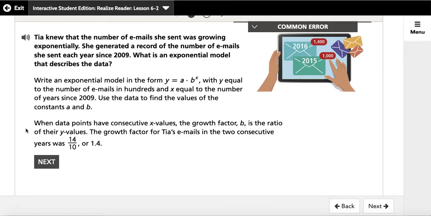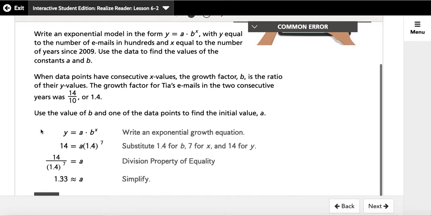But before we do that, we want to divide the y values for 2 consecutive years. It's nice that we have these 2 years. She sent out 1,400 and 1,000. I know it's 1,000, but we're doing it in hundreds. So 14 divided by 10 is 1.4. That's how much it went from 2015 to 2016. It went up by 1.4.